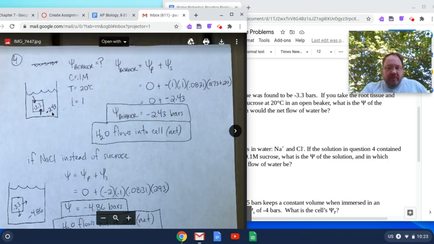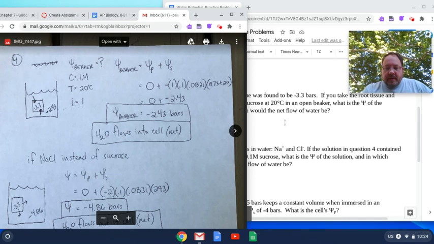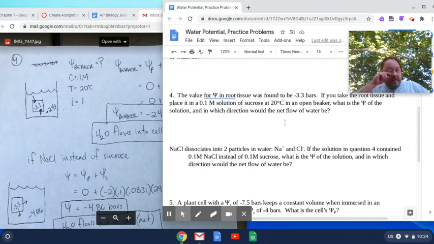So it's negative 2.43 bars in the beaker minus 3.3 bars in the cell. And since water flows from high to low potential, you're going to have a net flow of water into the cell. Okay. Now, in the second part of this, they give you a for instance.